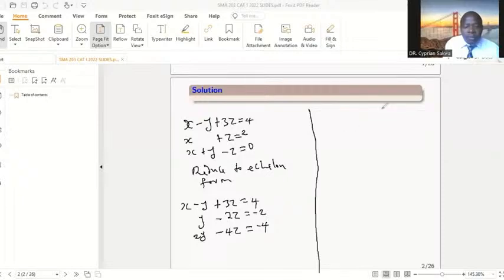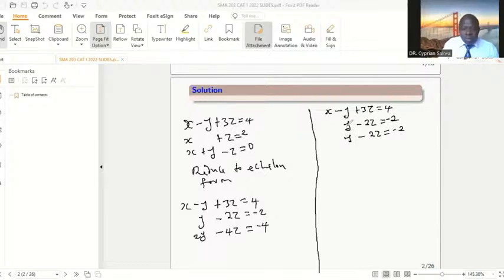So we'll divide this third equation. The first equation, remember, is x minus y plus 3z is equal to 4. The second equation, remember, is y minus 2z is negative 2. Now 2 is common in the third, so we have y, I'm dividing through by 2, minus 2z is negative 2.